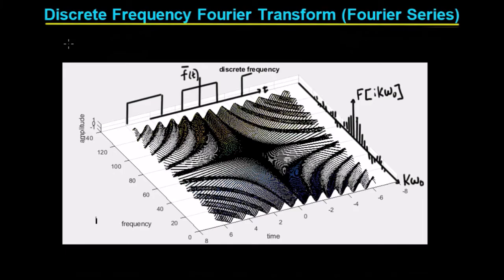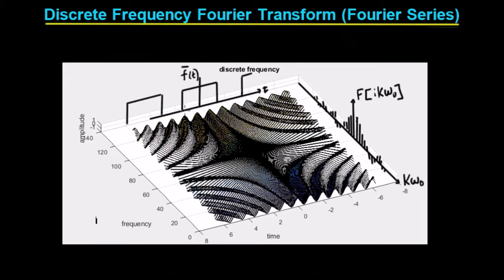So now let's look at the discrete frequency Fourier transform, or as it's commonly known, the Fourier series. What we want to be able to do is approximate a periodic continuous function of time using a series of sines and cosines. Now we know that the sines and cosines are actually wrapped up in the e to the I omega t surface.